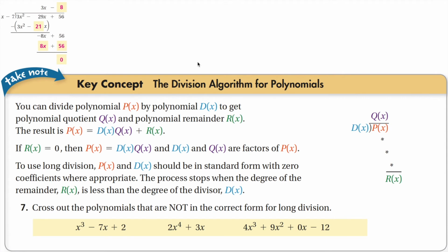So let's talk about a little key concept, the division algorithm for polynomials. Right? You can divide polynomial p of x by the polynomial d of x to get the polynomial quotient q of x and the polynomial remainder r of x. The result is p of x equals d of x times q of x plus r of x. If r of x equals 0, then p of x equals d of x times q of x, and therefore d of x and q of x are factors of p of x.